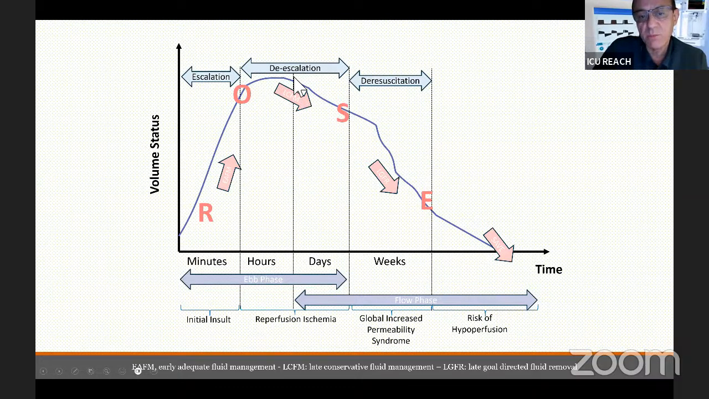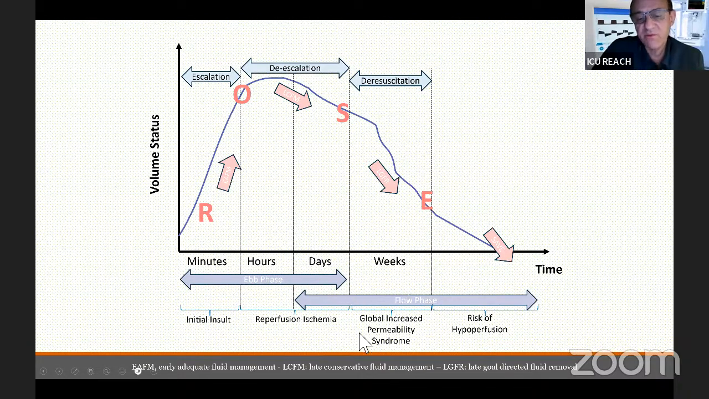So that is negative balance. We de-escalated in the optimization, so you can see the fluid status is the same. And then we started removing, aiming for negative balance within the first few days after that. And this would be followed by de-resuscitation, when we start actively removing fluid. So this is what we call late goal-directed fluid removal. And this would be within days to weeks after the initial insult.